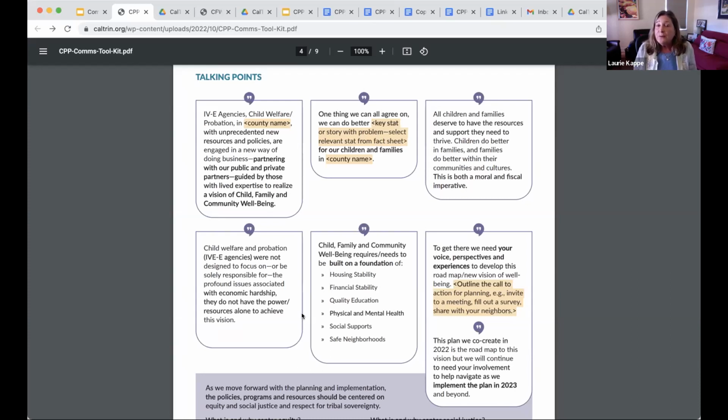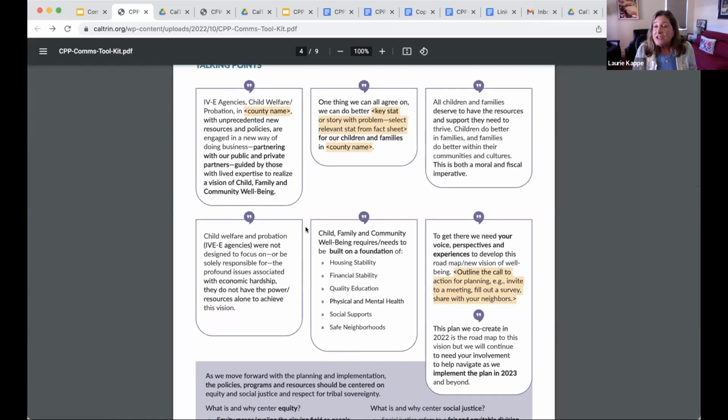One thing we all can agree on is we can do better. We've got 34% of the children in our county being involved in some level of the child welfare system or touching the child welfare system. We can do better than that. This is actually a moral and a fiscal imperative that we can do better. This isn't going to be done alone by child welfare and probation. Getting to that vision, as we talked about, housing, financial security, education, et cetera, clearly means that we need all folks involved. We need housing, financial, quality education, et cetera.